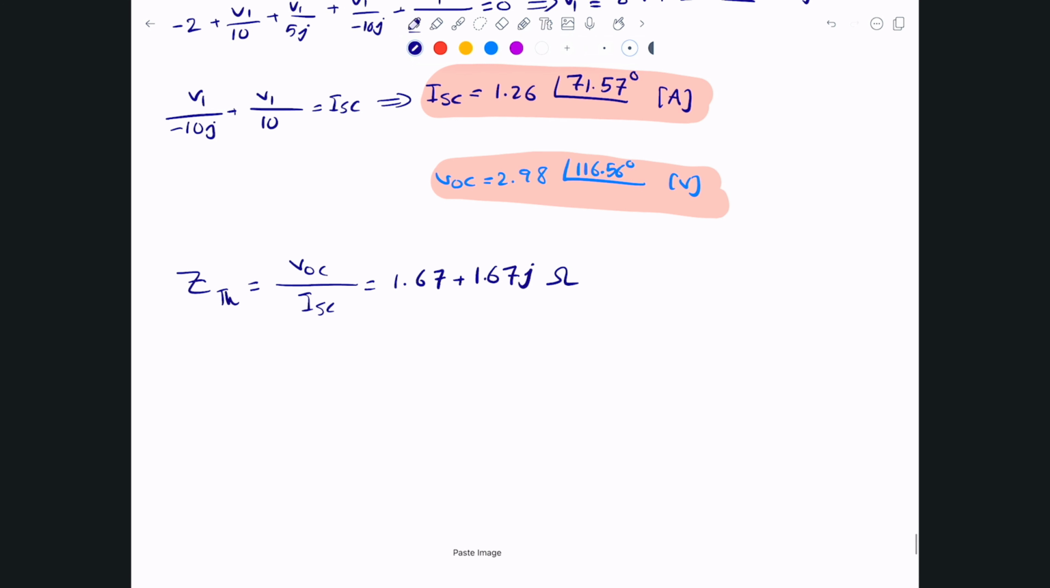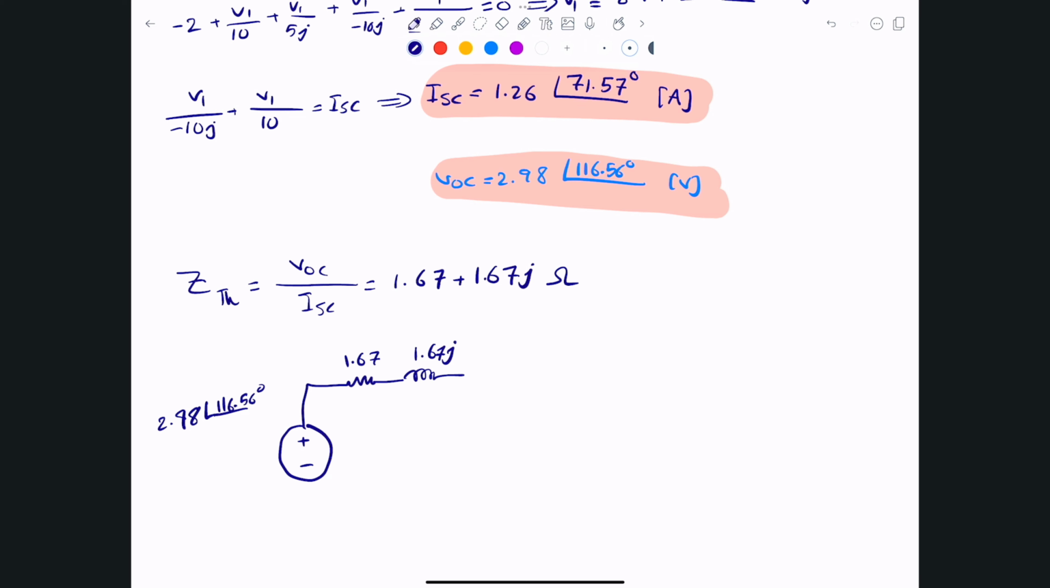All right, so what's the Thevenin equivalent for the whole circuit? Well, the Thevenin equivalent is the following: plus minus, it's 2.98, that's the voltage source, and the angle is 116.56 degrees. Okay, and what do we connect it to? We connect it to this impedance, the one that we just found. Okay, so this impedance is here. I can either draw it as a box that has this particular impedance, or I can draw it like, well, it's a resistor and an inductor. So this is 1.67 and this is 1.67J. Either way is fine.